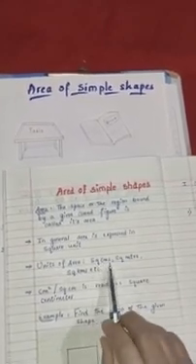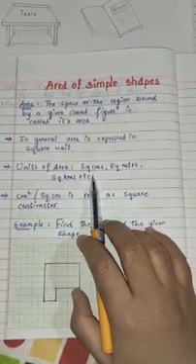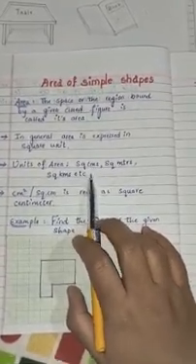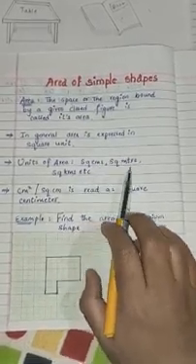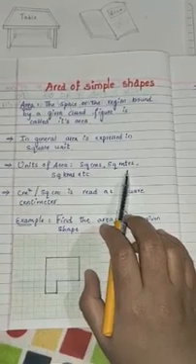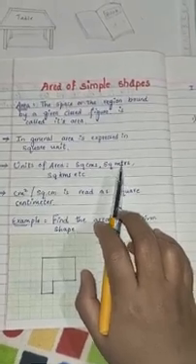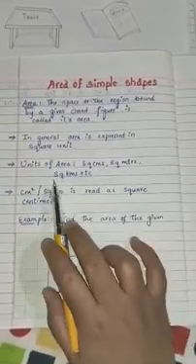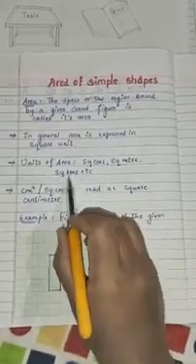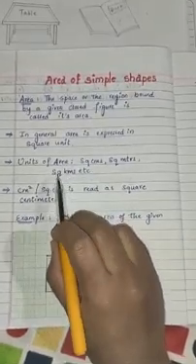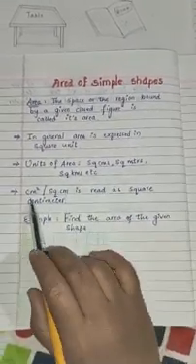When to use square centimeters? If the measurement is in centimeters, then the unit of area is square centimeters. When to use square meters? If the measurement is in meters, then the unit of area is square meters. When to use square kilometers? If the measurement is in kilometers, then the unit of area is square kilometers. Understood children?